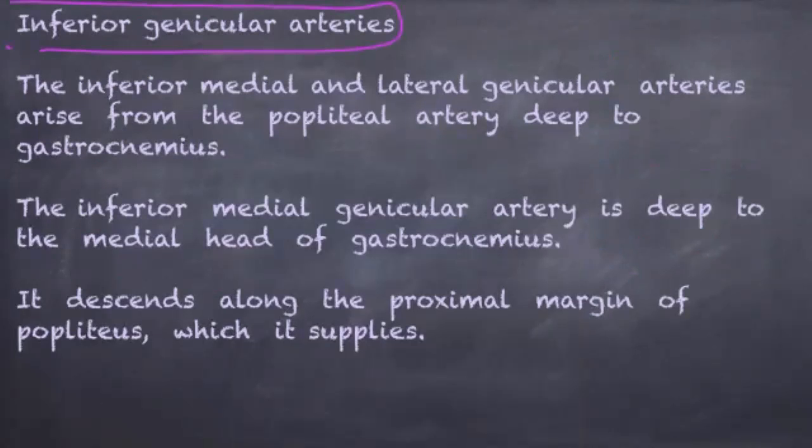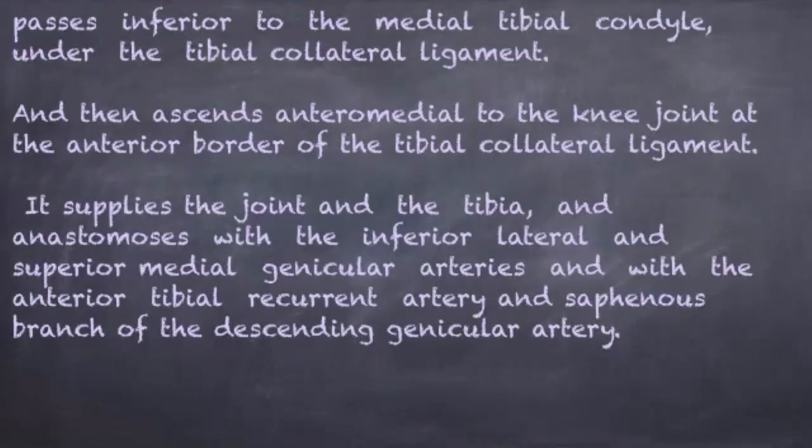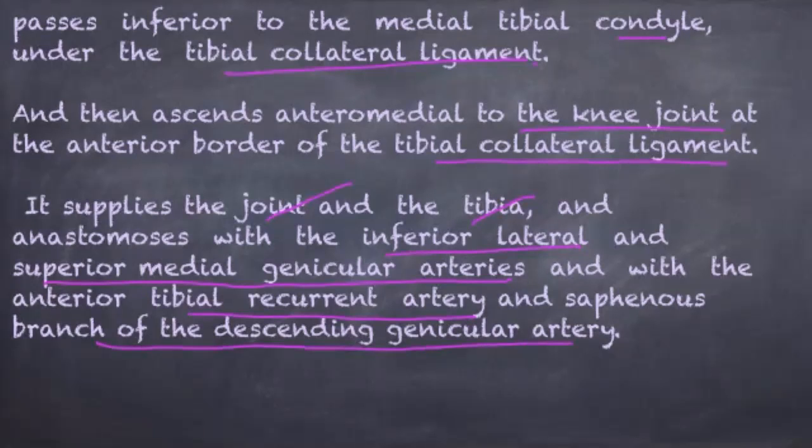Inferior genicular arteries. So inferior medial and lateral genicular arteries arise from the popliteal artery deep to the gastrocnemius. Inferior medial genicular artery is deep to the medial head of the gastrocnemius, descends along the proximal margin of the popliteus, which it supplies. It passes inferior to the medial tibial condyle under the tibial collateral ligament, and then ascends anteromedial to the knee joint at the anterior border of the tibial collateral ligament. It supplies the knee joint and tibia and anastomoses with the inferior lateral and superior medial genicular arteries, the anterior tibial recurrent artery and the saphenous branch of the descending genicular artery.